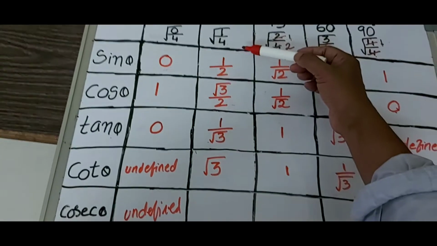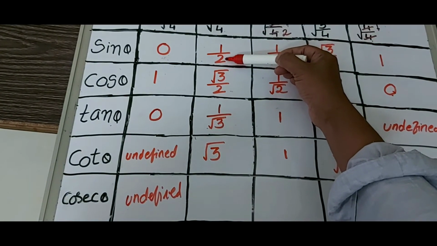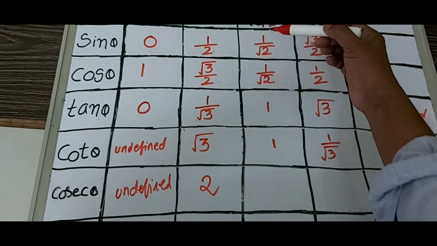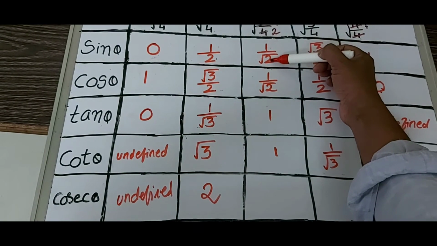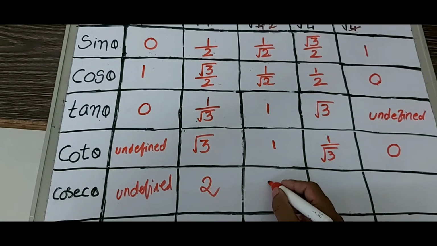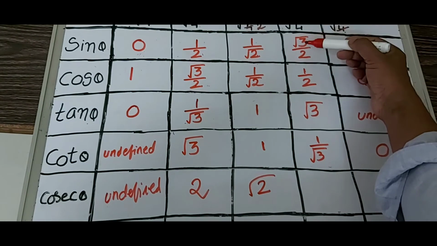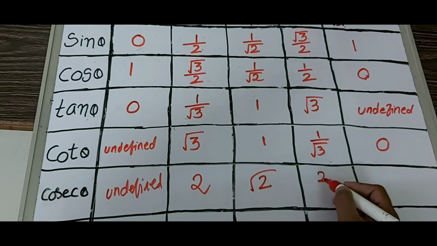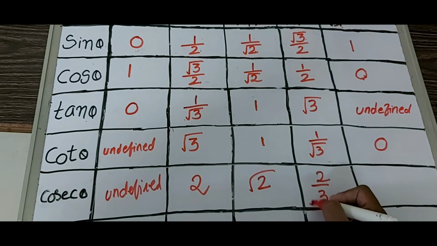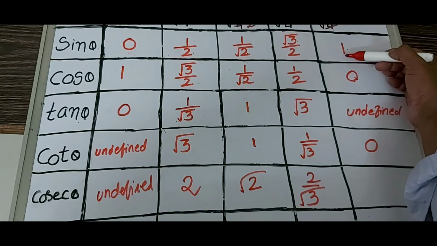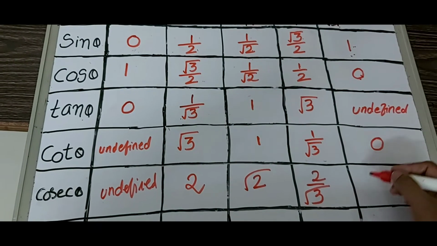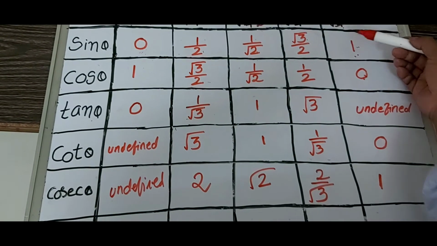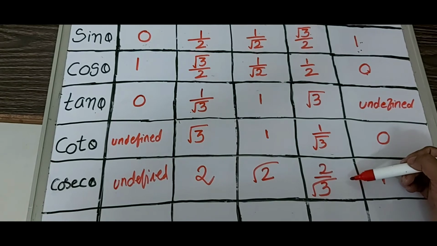Similarly, we have here 1 by 2. Reciprocal of 1 by 2 is 2 by 1, that is 2. Reciprocal of 1 by root 2 is root 2 by 1, that is root 2. Reciprocal of root 3 by 2 is 2 by root 3. And finally, 1 by 1, reciprocal of 1 is 1 itself. So by doing reciprocal of sine values, we got all the cosec values.